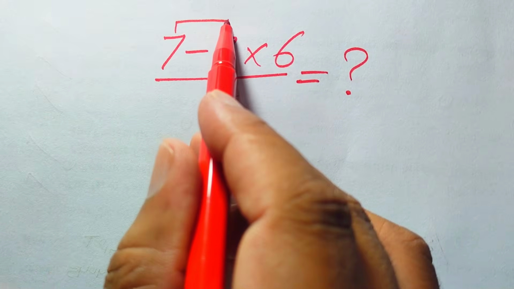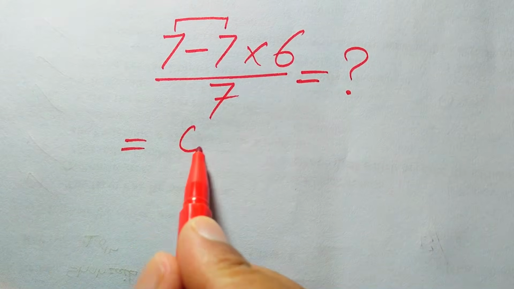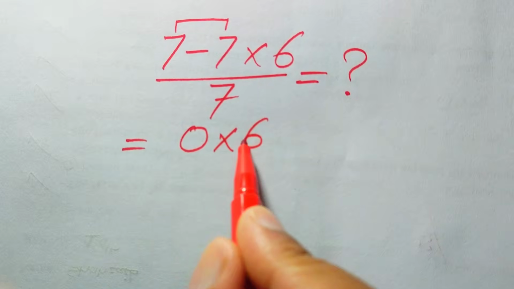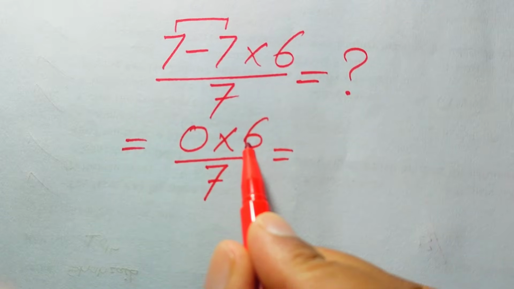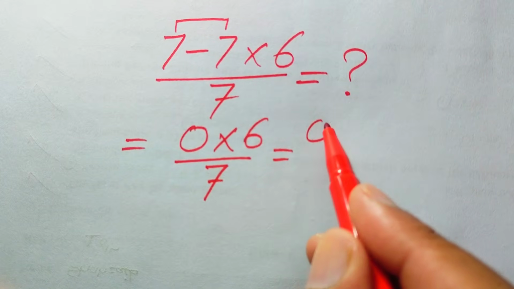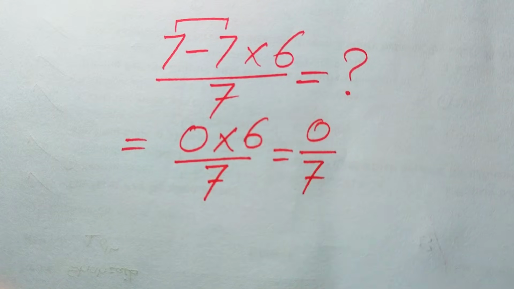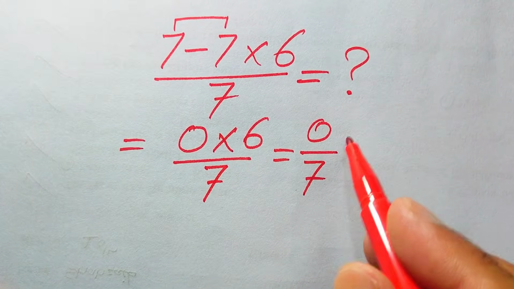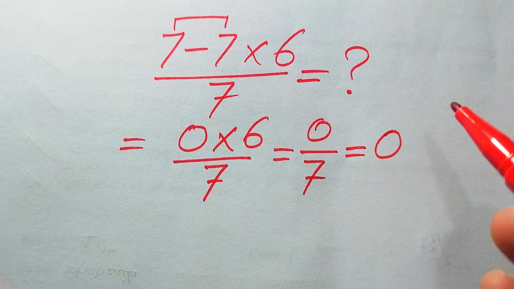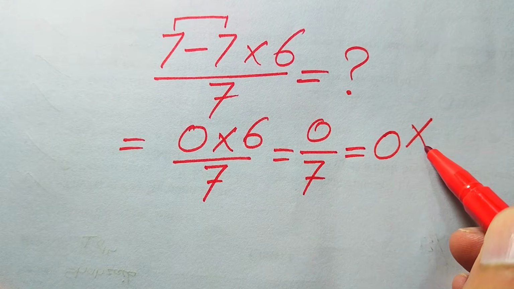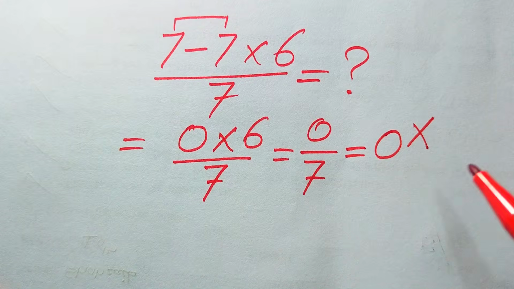This 7 minus 7 becomes 0, times 6 divided by 7. And we have 0 times 6 becomes 0, divided by 7. And you see that 0 divided by 7 is equal to 0. But this is the wrong answer, or this is a completely wrong procedure to solve this type of question.